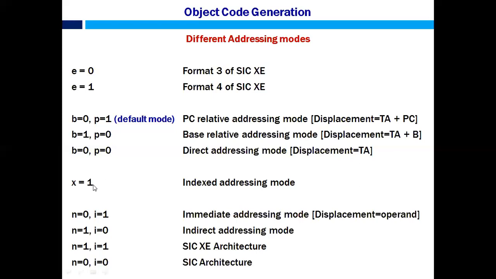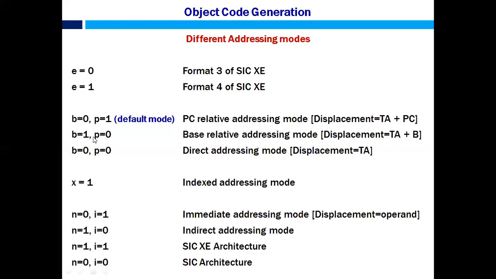We know that we have n, i, b, p, x, e, and each one takes the value either 1 or 0, like true or false. Let's see each one in detail. The first one is e, which stands for extended representation. When e is 0, it is format 3 of SIC. When e is equal to 1, it is format 4 representation. This is very, very important: whenever it is format 4, we have to make e as 1, and if it is format 3, e is equal to 0.